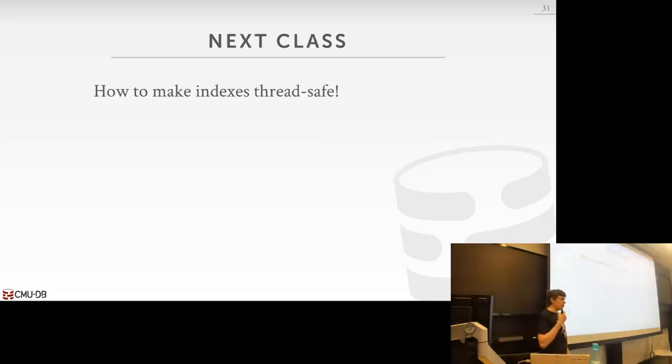All right. So next Wednesday, we're going to look at how we actually make our B plus tree thread safe. So we've sort of washed over this, or avoided the problem. How do we allow multiple threads to update the index at the same time? Now we're going to spend more time talking about that.